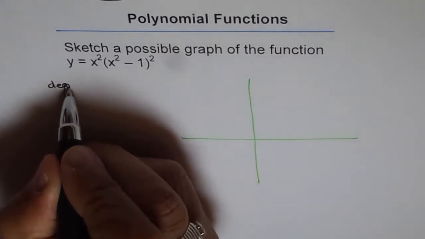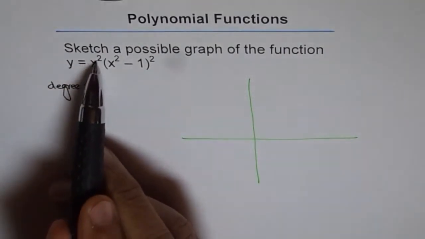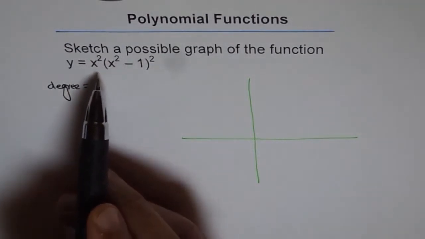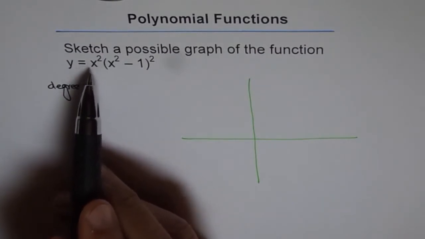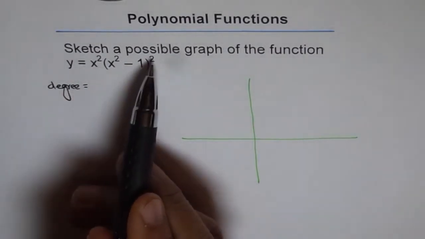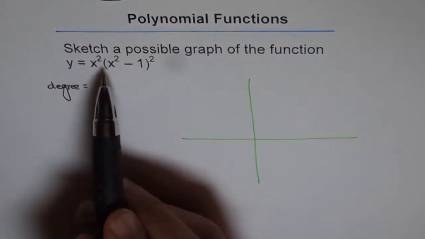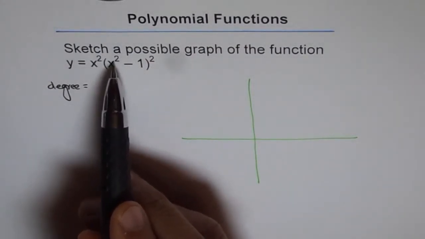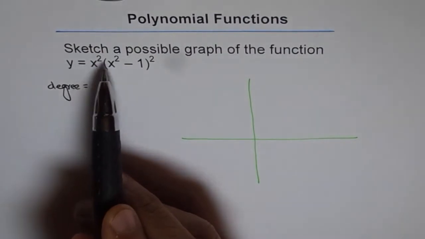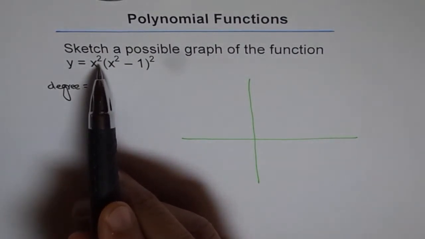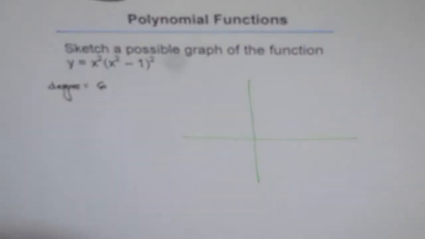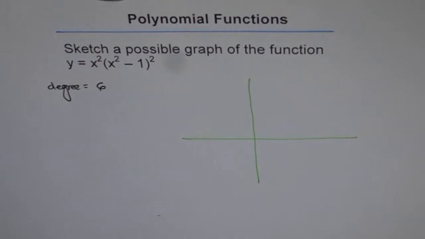So the degree is 2 times 2 plus 2. When you multiply them, we get a degree of how much? When you expand x squared times (x squared minus 1) whole squared, here you'll get 2 times 2, which is 4. And when you multiply with x squared, it will add up, so it'll give you 6. So the degree is 6. That is one thing.